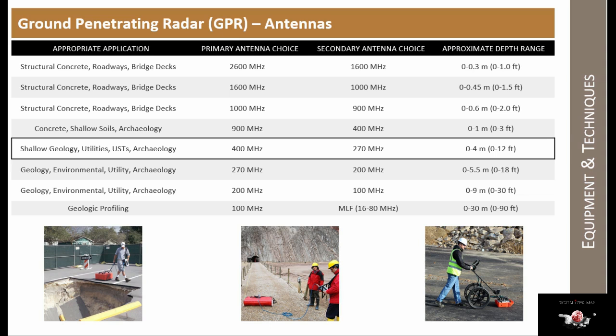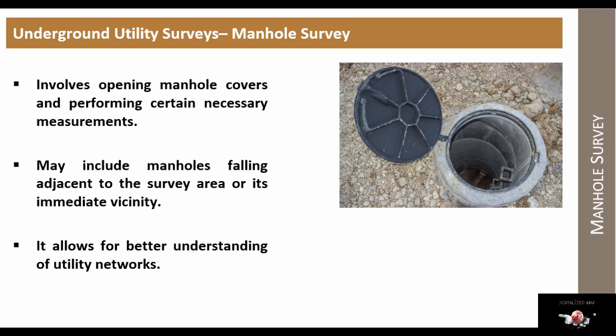Ground penetrating radar, GPR, antennas. Underground utility surveys, manhole survey. Involves opening manhole covers and performing certain necessary measurements. May include manholes falling adjacent to the survey area or its immediate vicinity. It allows for better understanding of utility networks.